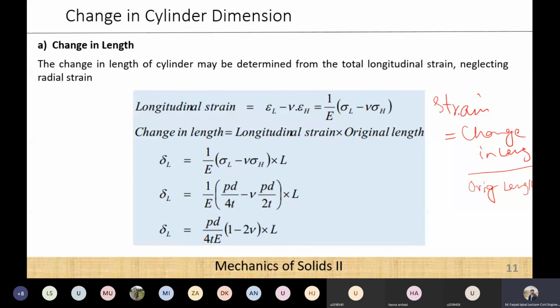Now we know the original length of the cylinder. If we can figure out what the longitudinal strain is, we can calculate the change in length of the cylinder. Now we also know from the basic principle of mechanics that when the strain is being produced in one direction, let's suppose the longitudinal strain is epsilon L, it will have a small impact on producing strain in the other direction as well. So what is our other direction? One direction is the radial.